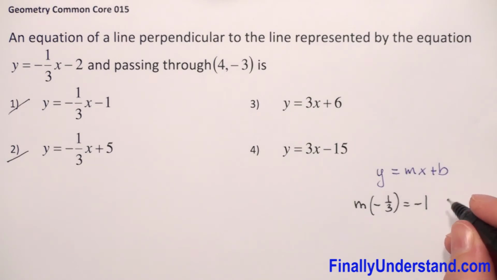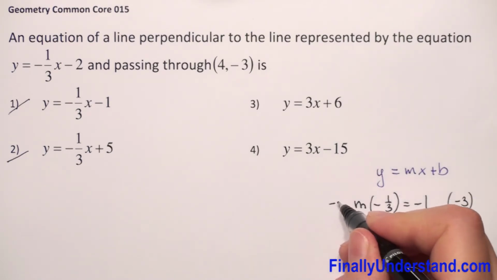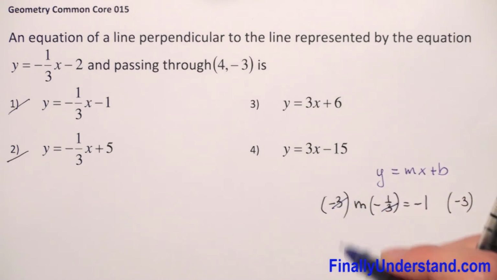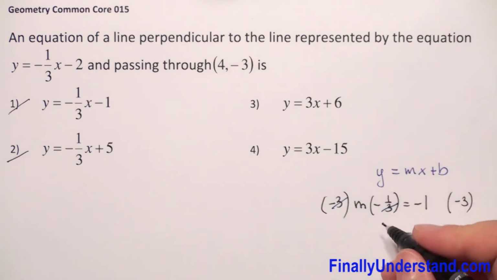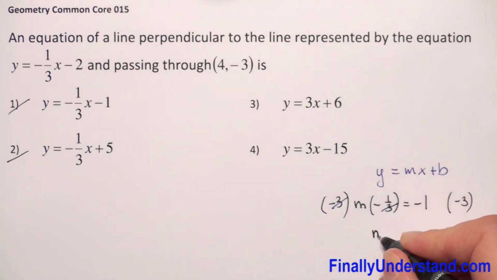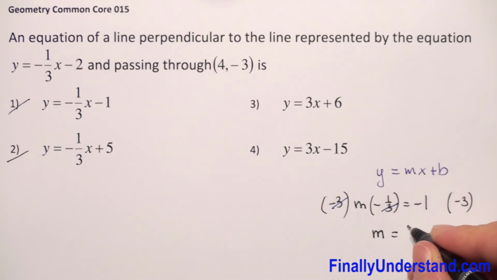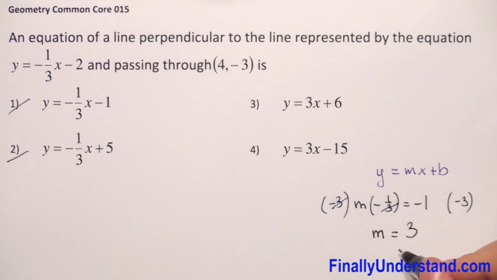We have to multiply both sides of our equation by negative 3. So the 3 and 3 we will reduce. Negative times negative will be positive. So we have on the left side only m, equal to negative 1 times negative 3, which is 3. So we have the slope of our perpendicular line is 3.